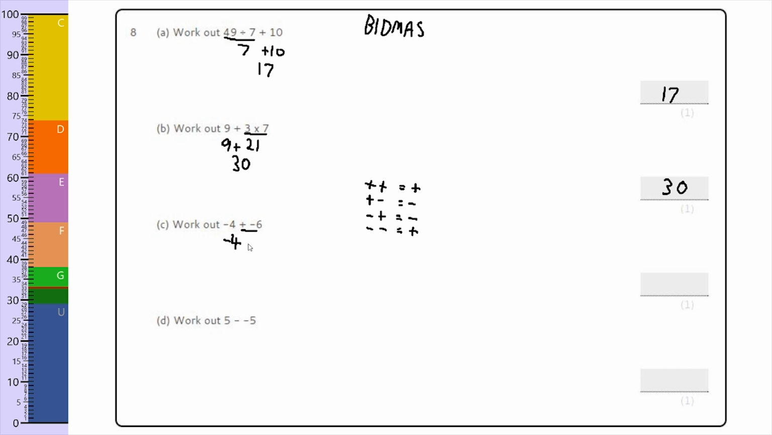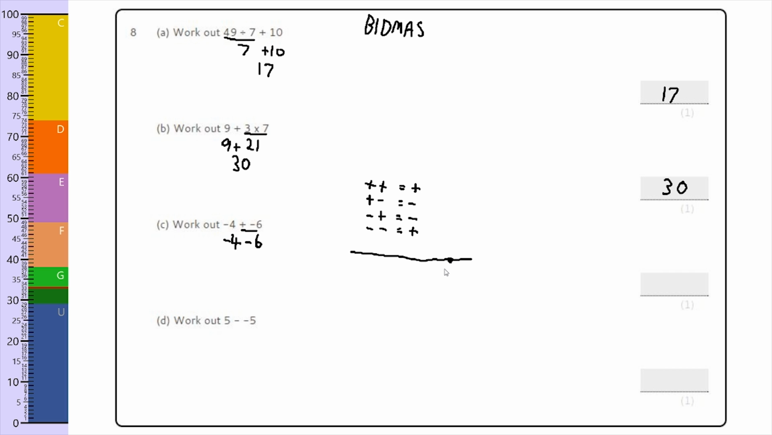So this becomes minus 4, take away 6. Now, you might think, oh, 2 negatives, that makes a plus. That only works when they're next to each other or when you're timesing or dividing. When you've just got minus 4, take away 6, in my head, I have a number line, and I suggest you have one too. You have to use your number line for these types of questions.